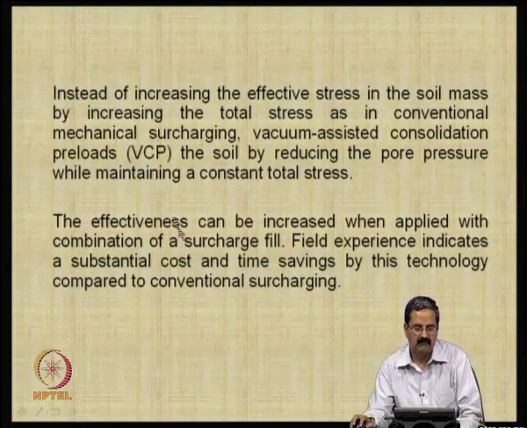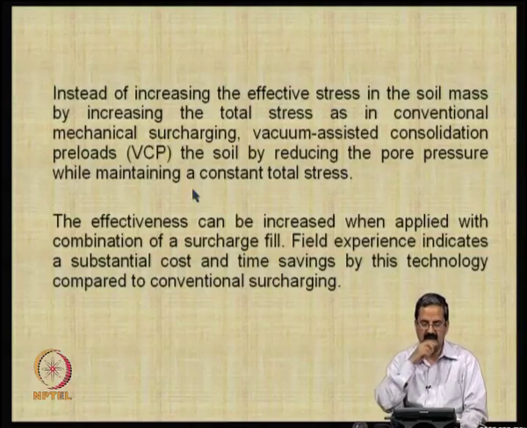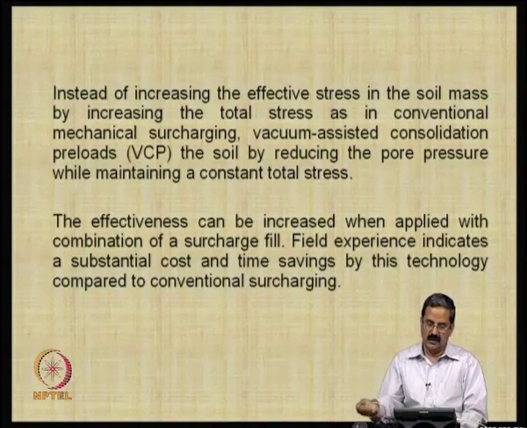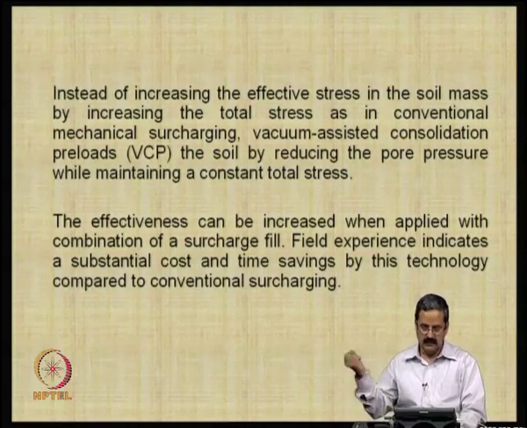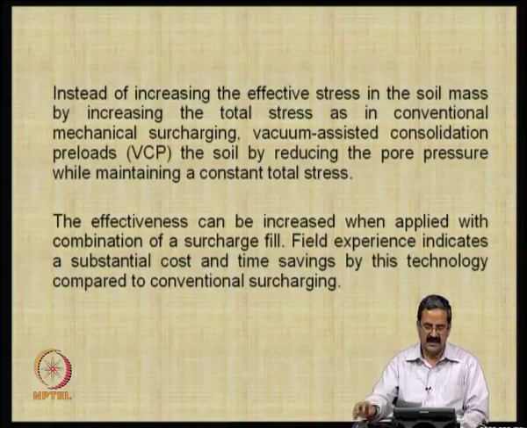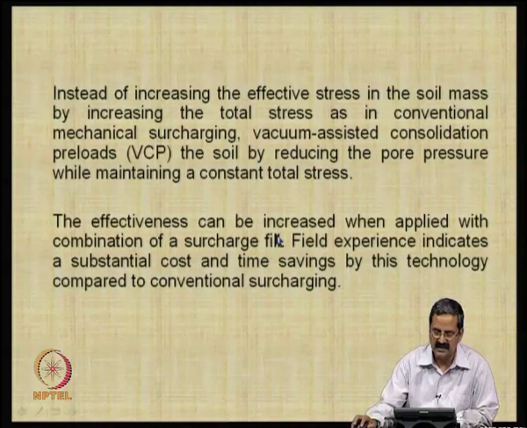Why is it effective? Instead of increasing the effective stress in the soil mass by increasing the total stress, where you keep on loading and allowing it to consolidate, here in vacuum assisted consolidation preloading, the pore pressure is reduced while the total stress remains constant. You start removing water, and the effective stress increases. The effective stress can be increased further when applied in combination with surcharge fill.